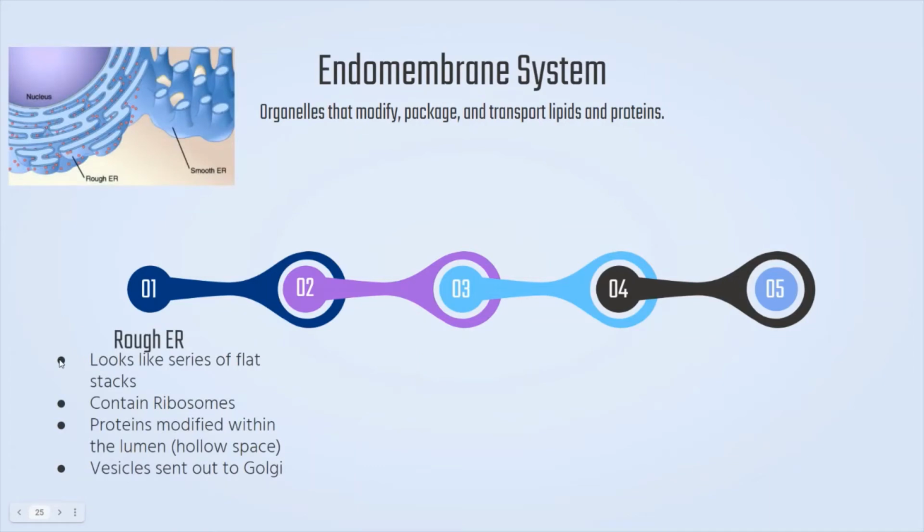So first we have things like the rough ER, or the rough endoplasmic reticulum. It looks like a series of flat stacks as shown in this picture, and they are called rough because they contain ribosomes. So what are ribosomes anyways? Ribosomes are basically these red dots, and they produce proteins. And within the rough ER, proteins are modified within the lumen, or the hollow space within the ER. And whenever the ER produces vesicles with these lipids and proteins, they will send it to the Golgi apparatus.